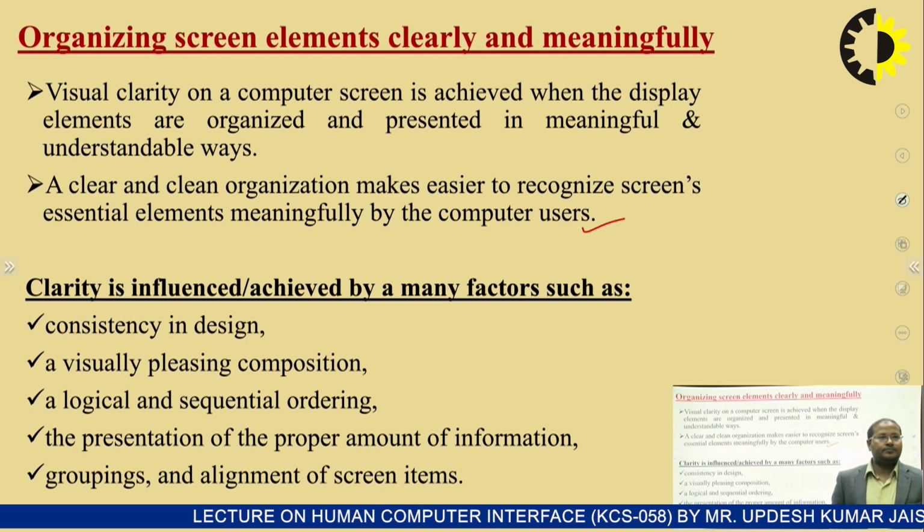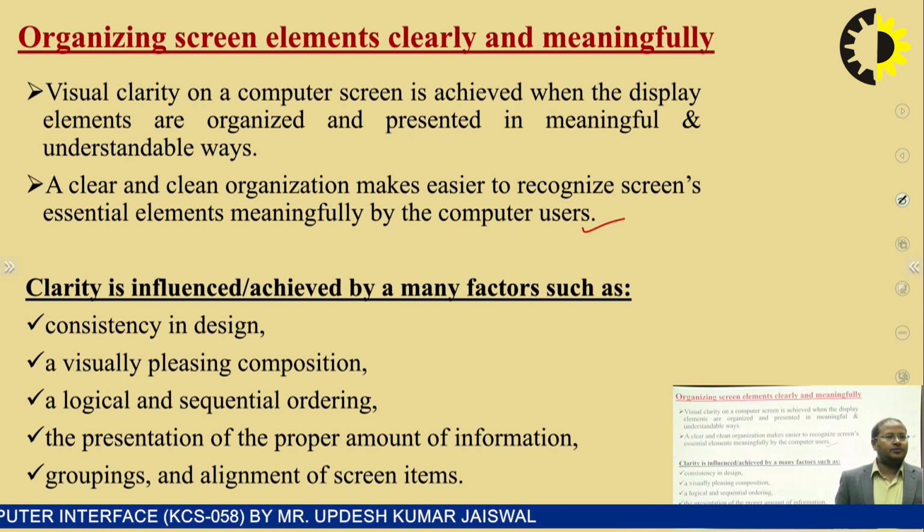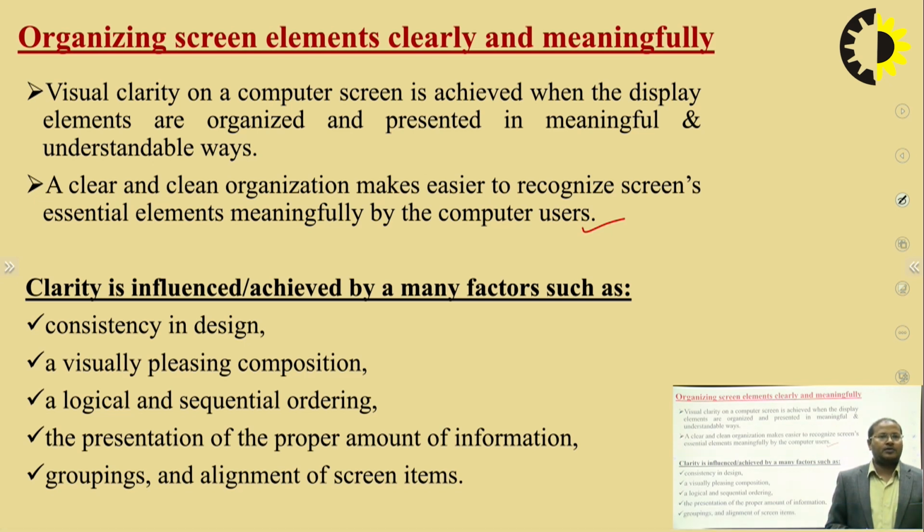Clarity is achieved by many factors. Consistency in design. If you are providing consistency in design, then the meaning of the screen will be very clear. A visually pleasing composition. The composition should be in such a manner that the customer who is using your screen feels happy. A logical and sequential ordering. The presentation of the proper amount of information. In the next PPT, I will discuss what the amount of information is.